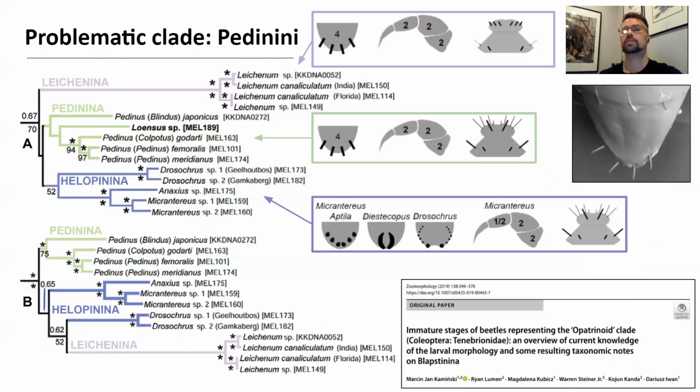In order to test those topologies and select the more accurate one, we have looked at the morphology of both adults and larvae. However, depending on the character set, both Leichenina and Helopinina were extremely apomorphic. We just couldn't find any legit synapomorphies to link them together. Therefore, we sustained both entities as separate subtribes.